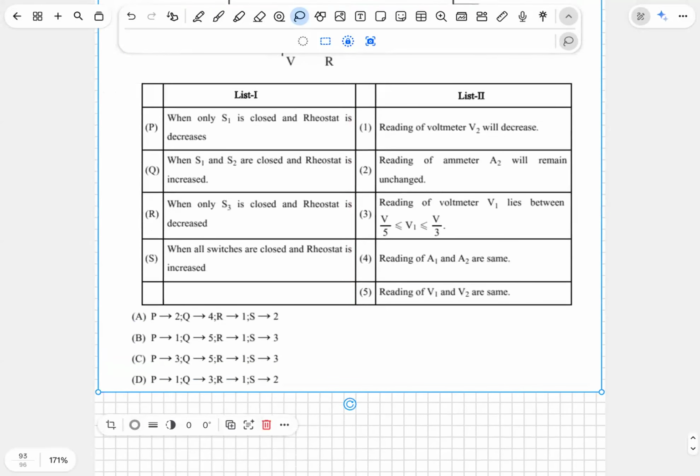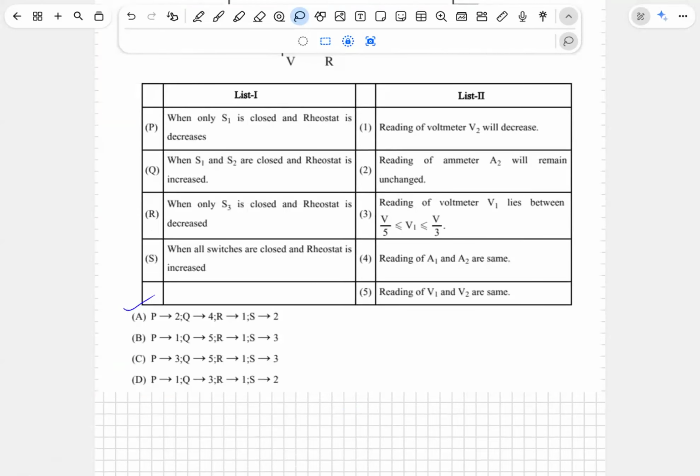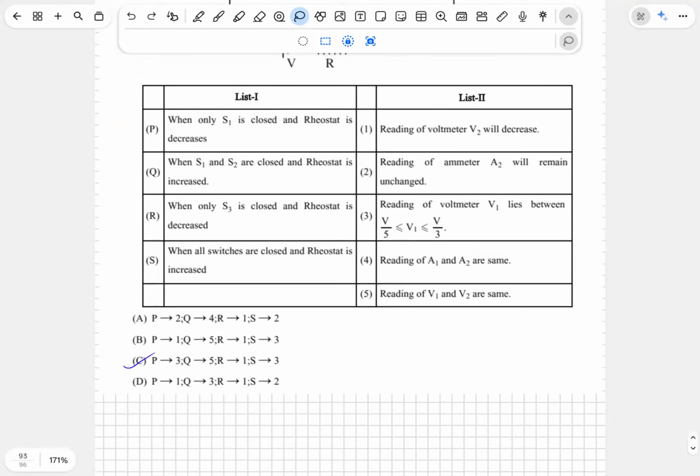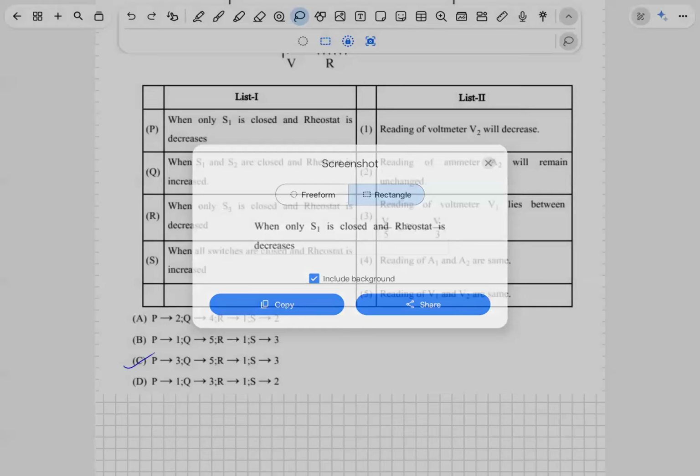Each part is one question actually. Each part is one question.